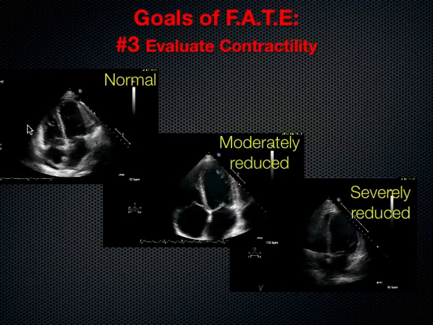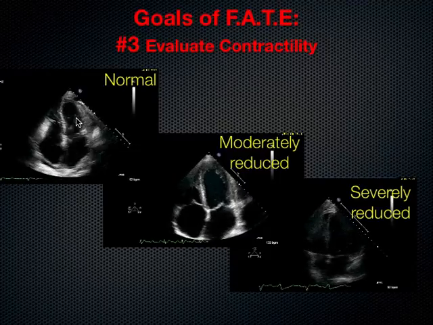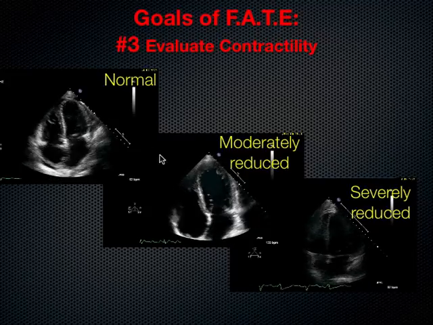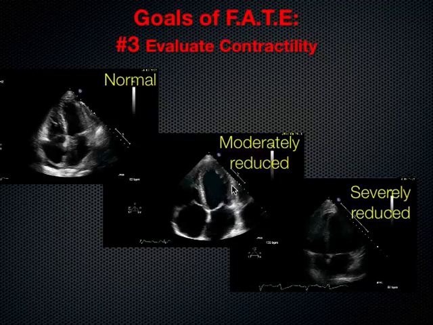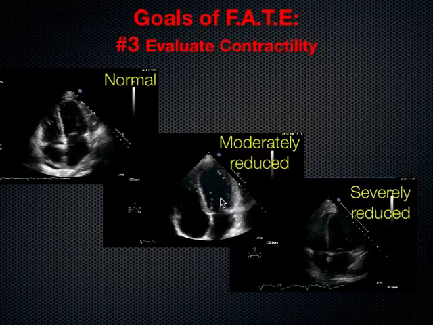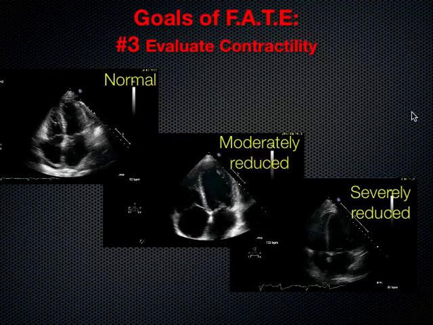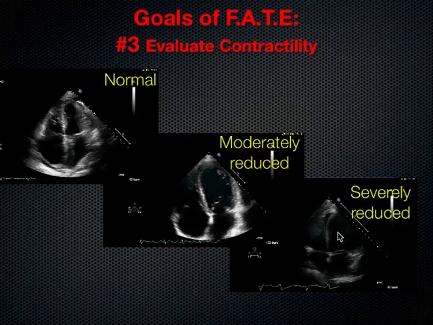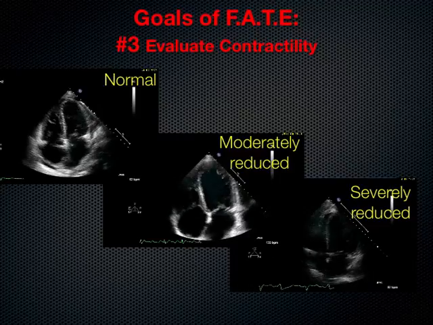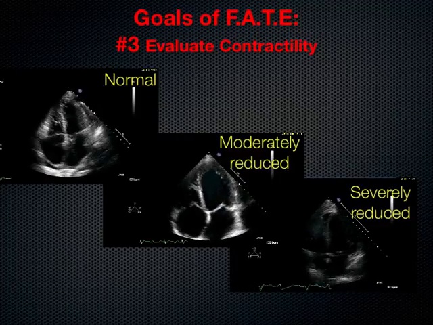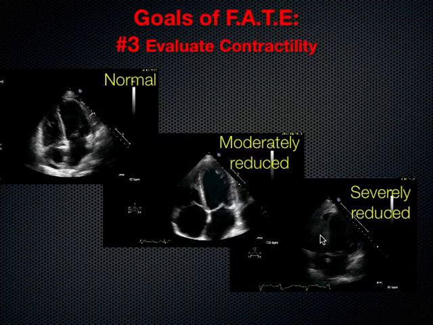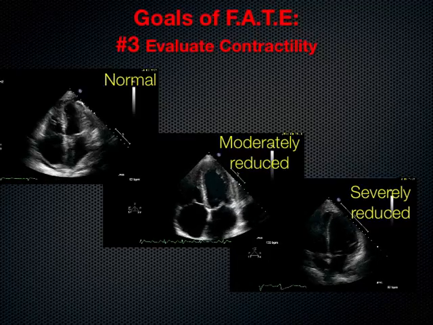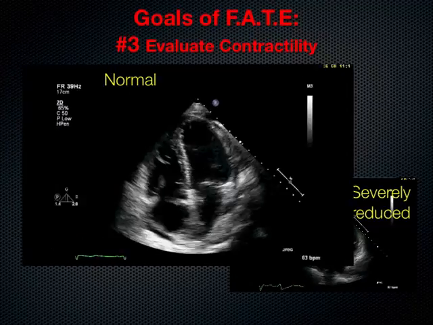So this is a normal apical 4-chambered view here: LV, RV, LA, RA. We can just look at the contractility. This one's moderately reduced. We see there's not as much squeeze here. There's not as much chamber size changing between systole and diastole. And finally, this is a very severely reduced LV contractility. We can see that there's really almost no change in the systole and diastole of the heart, beat to beat.